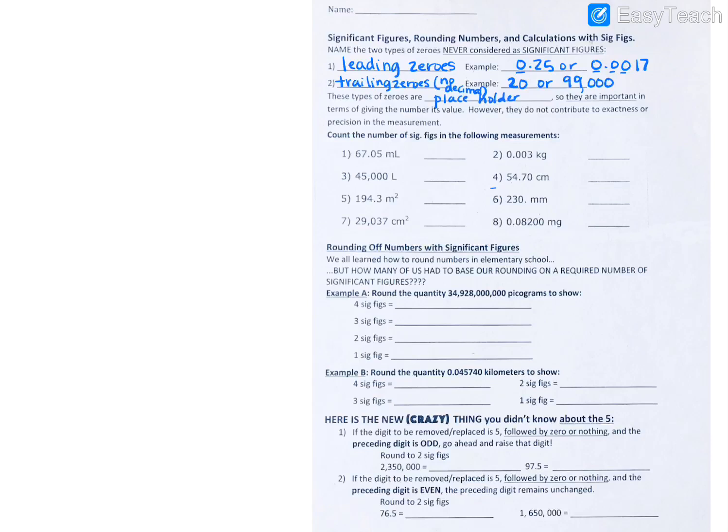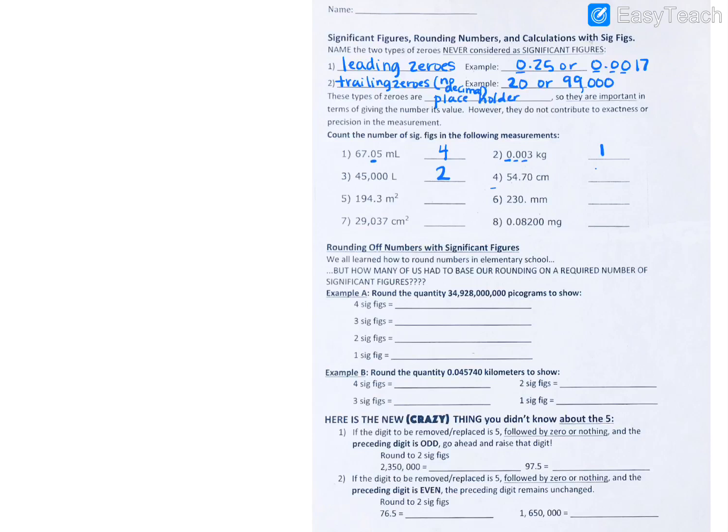So for numbers 1 through 8, we're going to count the number of sig figs. For number 1, this would be 4. This is a sandwich 0, so it counts. For number 2, we would only have 1 sig fig. These are leading zeros, so they do not count. For number 3, this would only be 2 sig figs. These do not count as they are trailing zeros with no decimal present. Now, if there was a decimal behind that last 0, then that would be 5 significant figures. But it is not, so that's only 2 sig figs, the 4 and the 5.